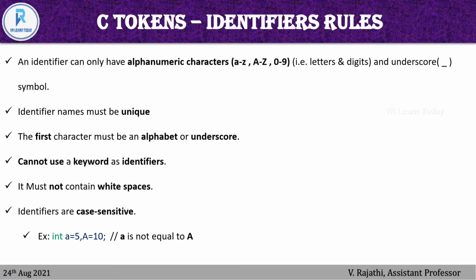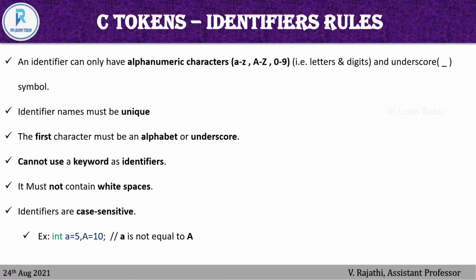So we have to know the identifier rules. Then only we can declare them easily. An identifier can only contain alphanumeric characters, which are small a to small z, capital A to capital Z, and 0 to 9 digits, and underscore. An identifier's name must be unique. So, you cannot use int A twice. But you can declare the variables int small a and int capital A, because it is case sensitive.